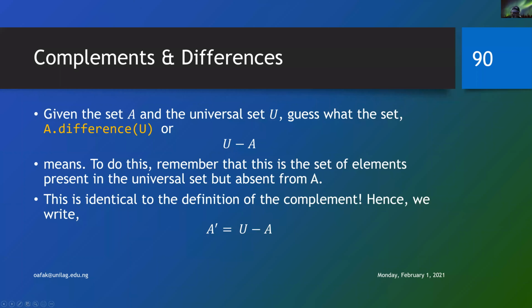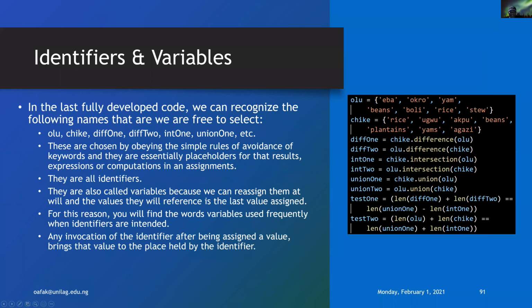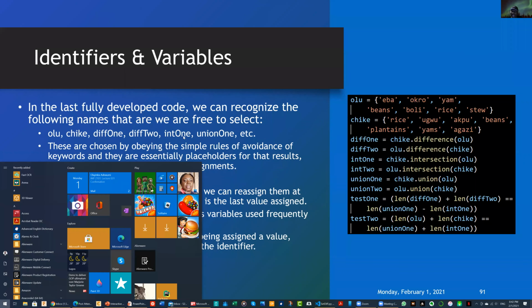In the about 15 minutes we have left, we are going to look at identifiers and variables. In the last fully developed code, we can recognize the following names that we are free to select: Olu, Chike, diff1, diff2, int1, union1. All those are identifiers. These are chosen by obeying the simple rules of avoidance of keywords, and that they are essentially placeholders for the results, expressions, and computations in an assignment.